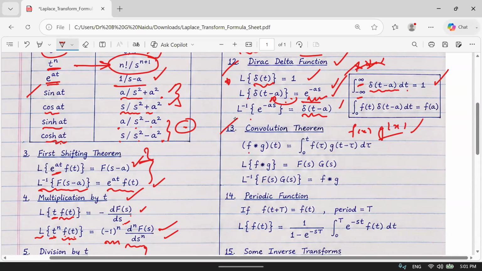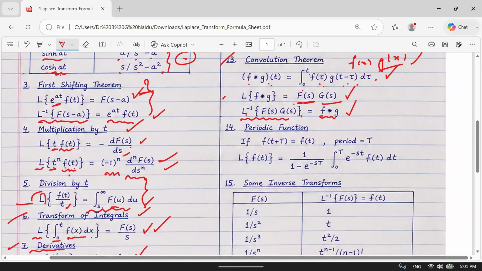Okay, so the product of these two functions can be written as the integral from 0 to t of f(tau) g(t minus tau) d tau. The Laplace transforms of f(t) and g(t) can be written as F(s) and G(s). Now the inverse Laplace transform can be found: the inverse Laplace transform of F(s)G(s) can be written as the convolution of f(x) and g(x).